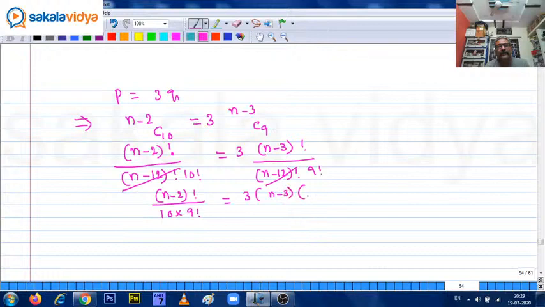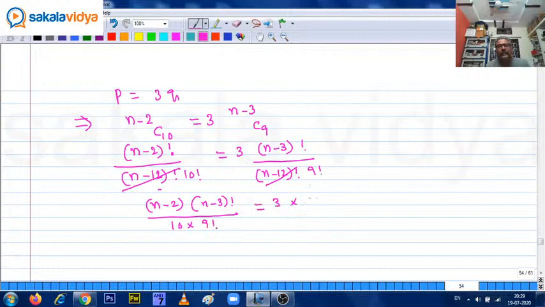Keep n minus 3 factorial itself only. Wait, I will write once again. Now n minus 2 factorial means n minus 2 times n minus 3 factorial, upon 10 factorial, which can be written as 10 into 9 factorial, equal to 3 times n minus 3 factorial upon 9 factorial. This gets cancelled. So n minus 2 is equal to 30, n equals 32.